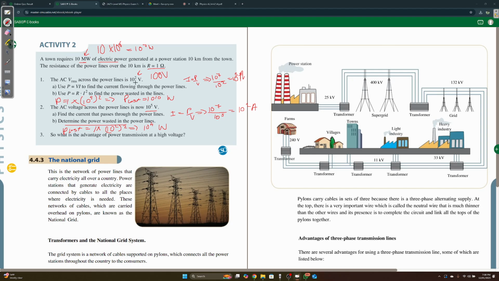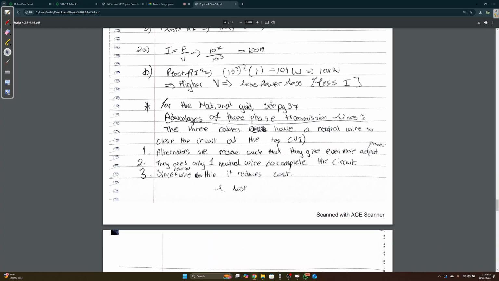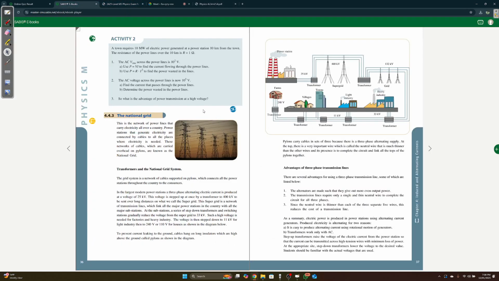See how when the voltage was 10 squared, the power loss is 10 to the power of 10. But when the voltage is 10 to the power of 5, the power loss is only 10 to the power of 4. So basically, the more you increase the voltage, the closer you are to conserving the power and increasing efficiency. Okay? For the national grid.